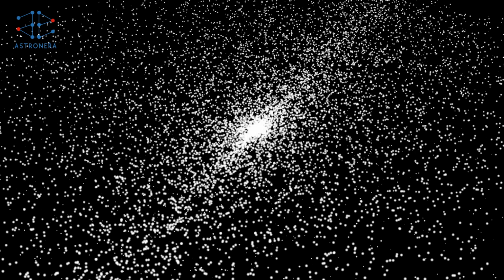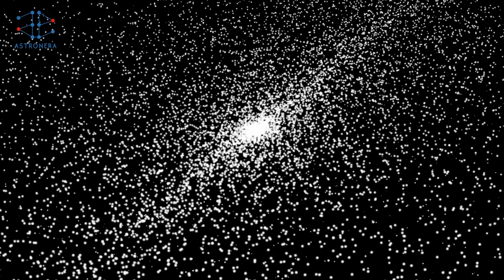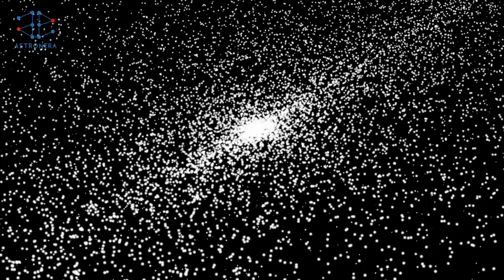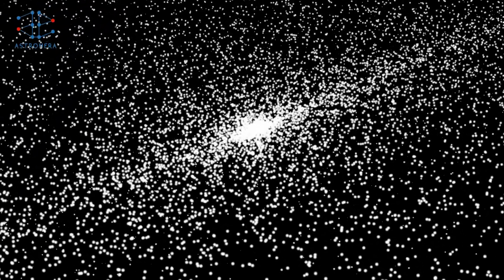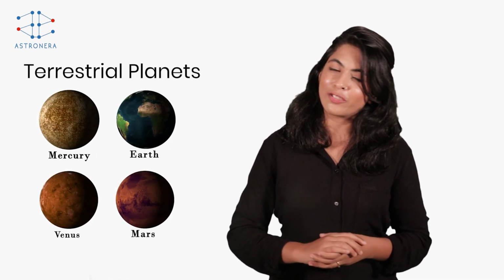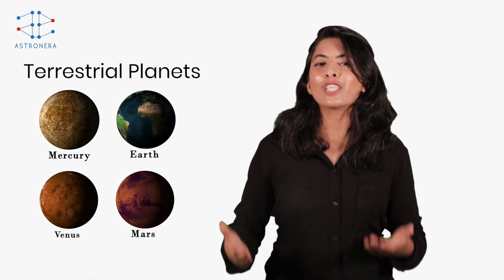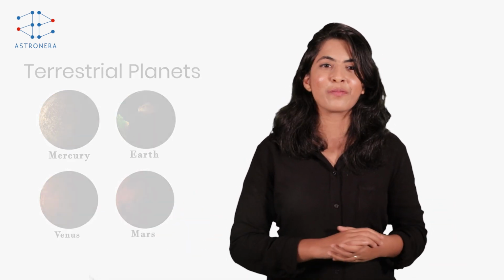The material in this disk started to clump together. Bound by the force of gravity, the small particles merged onto the larger particles. The lighter elements were swept away by the solar wind, and only the heavier, rocky material remained nearer to the Sun. This then led to the formation of the terrestrial planets, the first 4 planets in our solar system.